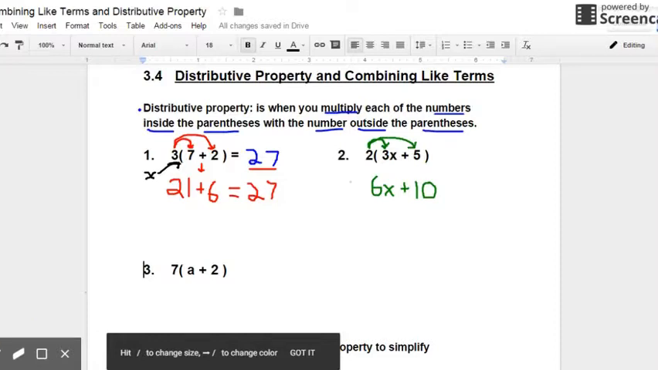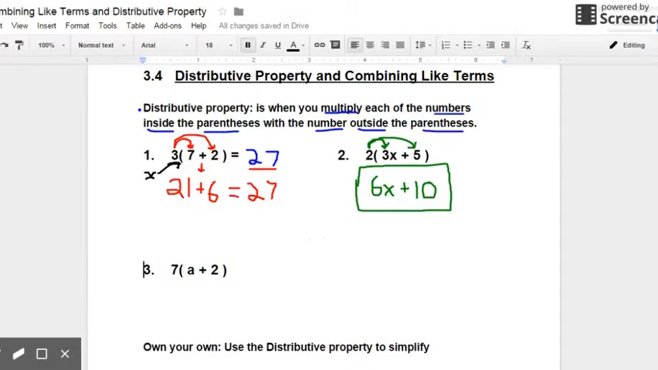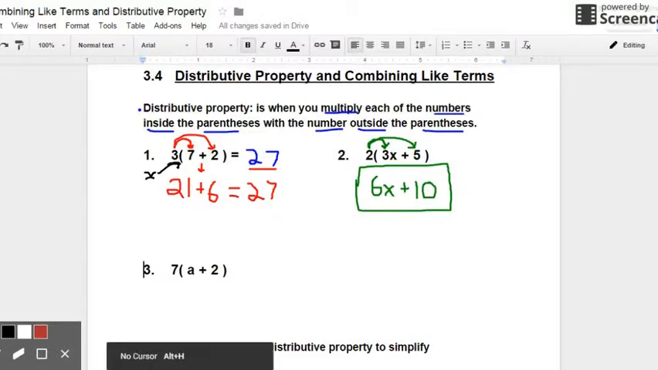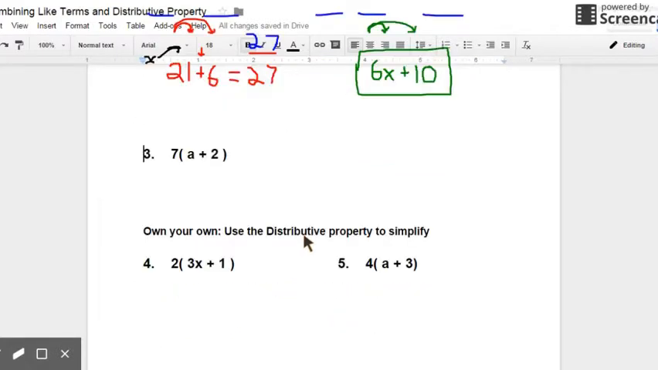We'll talk about why these are not like terms in the next video. So this is why the distributive property multiplies the 2 to both of the inside terms. So let's go over one more example.